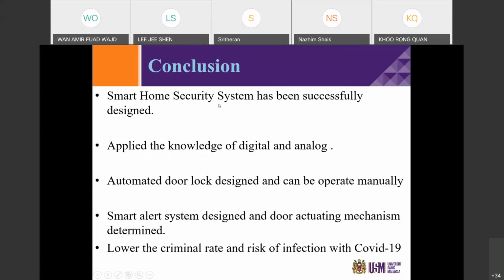So in conclusion, this smart home security system has been successfully designed. To complete this project, we have also applied the knowledge of digital and analog. So the automated door lock is designed and can also be operated manually. Then the smart alert system has been designed and the door actuating mechanism has been determined. And this system is also able to lower the criminal rate and the risk of infection with COVID-19.